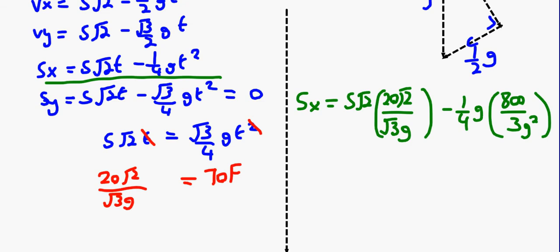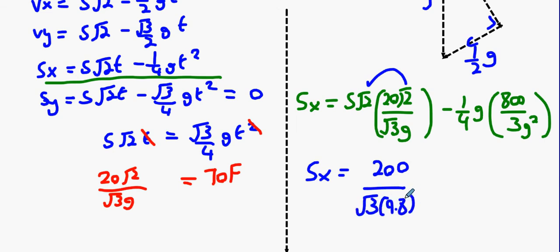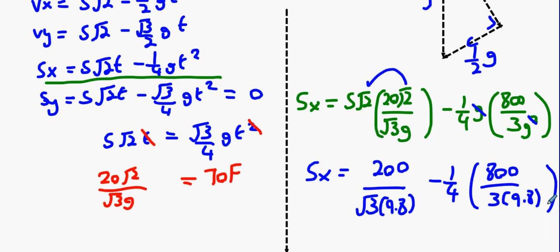Alright. I suppose it's time just to turn the g's into 9.8s and work it out really. So we're going to have 5 times 20, which is 100. 100 times 2 is going to be 200 on top. Root 3 on the bottom. And a 9.8 here. Then we're going to have a quarter. I suppose that g cancels with that. So it's going to be a quarter of 800 over 3 times 9.8. We're going to lob all of that into the calculator. And we got an answer for it.